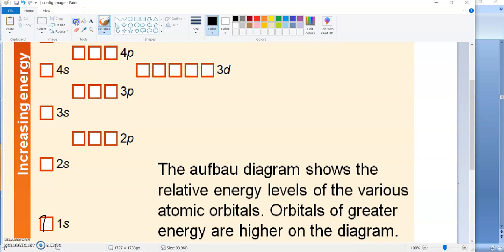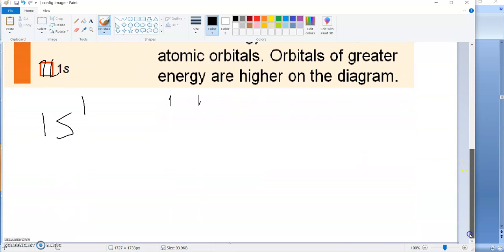It's going to go right in here, and you have 1s with 2 electrons in now. Notice one of those electrons is spin up, the other electron is spin down. So, scrolling down here, I can write the configuration for the helium atom as 1s2.